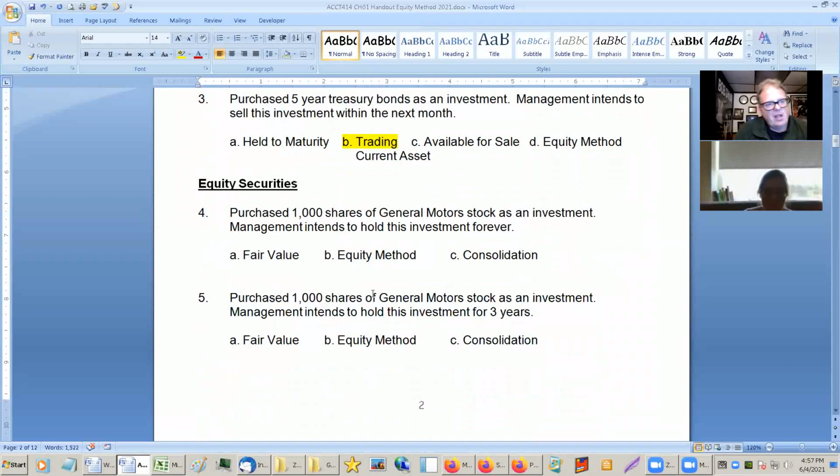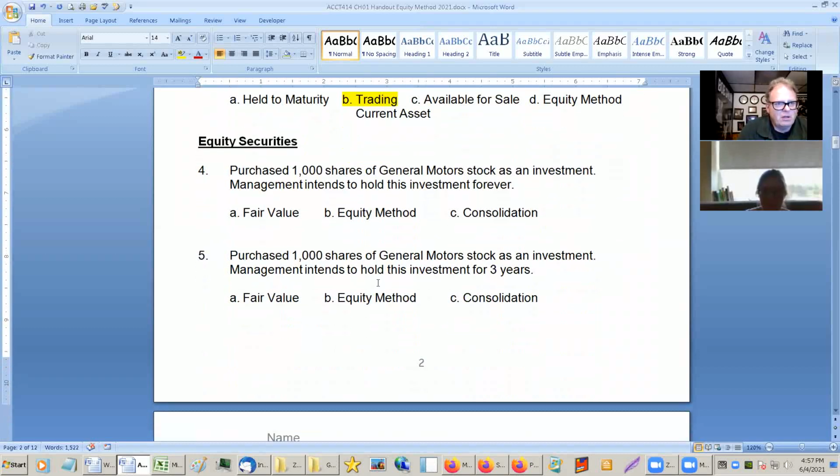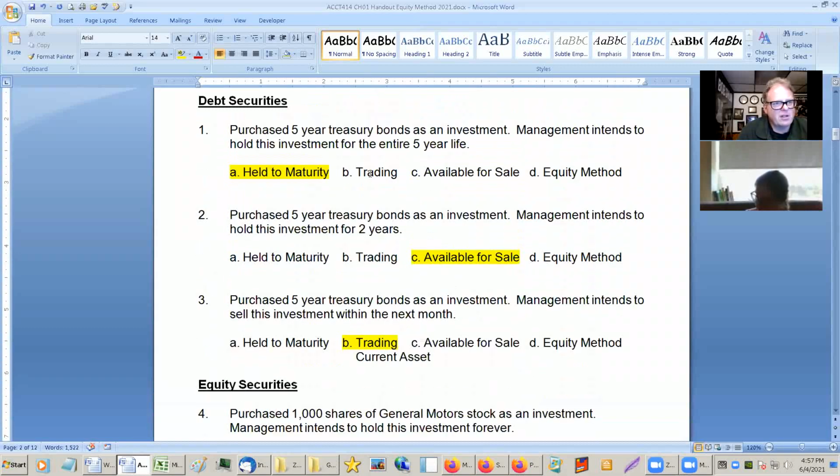Okay. Equity securities, and this is the one that's kind of more related to what we're doing. So equity securities, maybe I should.